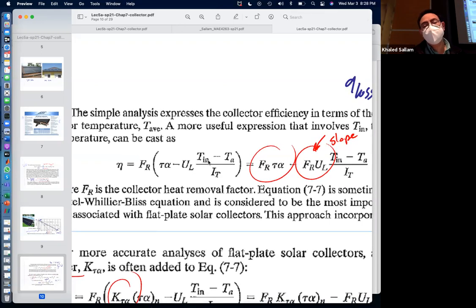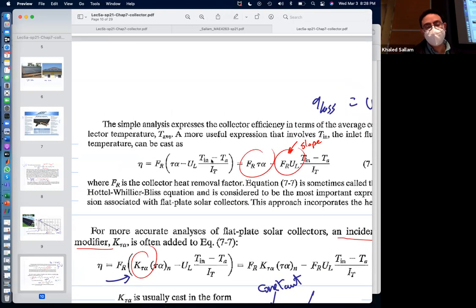But that's not how the equation was written. So in order to fix that, they add a factor here, Fr, called the collector heat removal factor. Now you multiply by this Fr and it becomes Fr tau alpha and Fr UL. So in the chart, if the variable is Tn minus T ambient over I rather than T average minus T ambient over I, then the intercept and the slope are Fr tau alpha and Fr UL rather than tau alpha and UL. You get the Fr attached to it. That's convenient because now you can immediately find out for any T inlet what the efficiency would be. Once you know the efficiency, the input multiplied by the efficiency is going to be m dot Cp delta T, so you can calculate delta T out from that system.